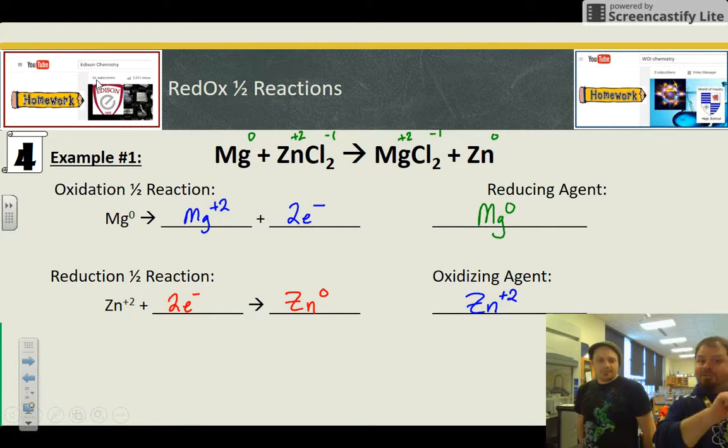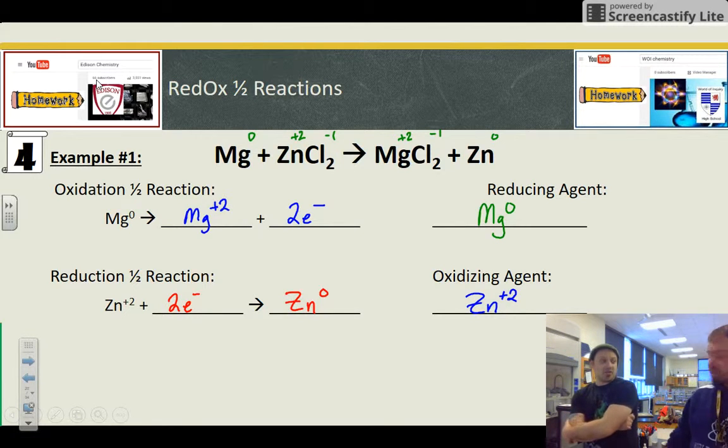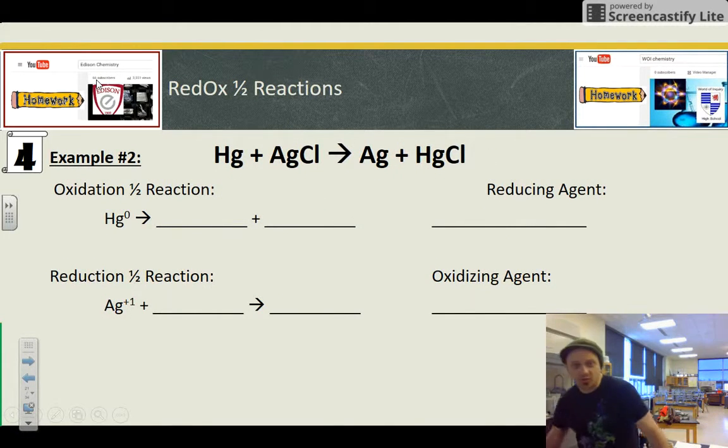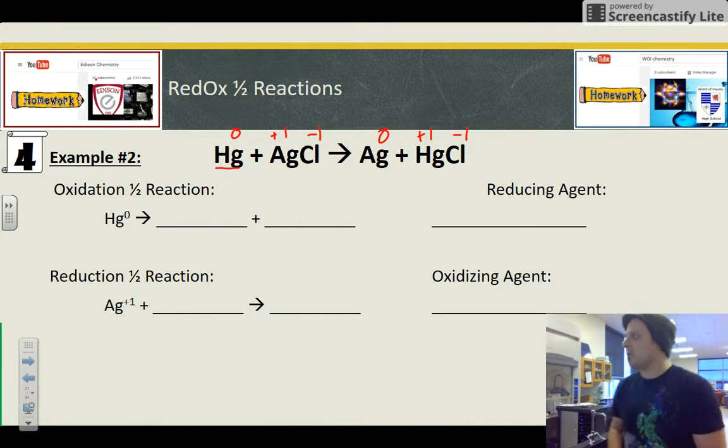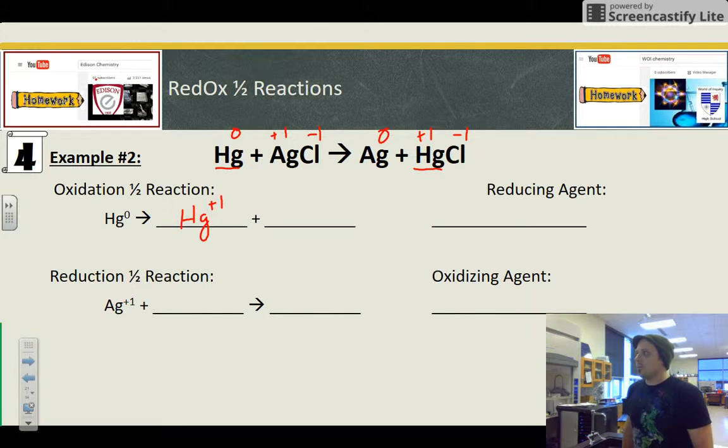Your turn, Mr. Milks. The pattern I want you to get into is writing those charges first and working out the rest. So he's going to hit up his pure elements first with oxidation state 0. Then he's going to figure out what the oxidation state of chlorine is. When chlorine's involved in an oxidation reduction, in a binary compound like this with 2 elements, it's always going to be -1, 99% of the time. So Hg0 goes to Hg with a +1. And 0 to +1 is only 1 electron.